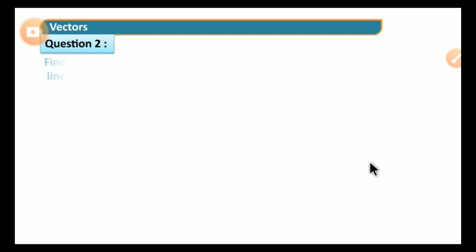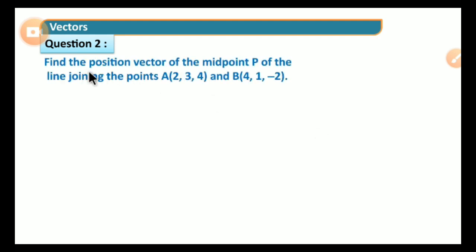Now we will go for the second example. Find the position vector of the midpoint P of the line joining the points A of 2, 3, 4 and B of 4, 1, minus 2. Then go for the solution. Here the midpoint formula is given by R vector equals A vector plus B vector divided by 2. We have already discussed it in the previous slides.